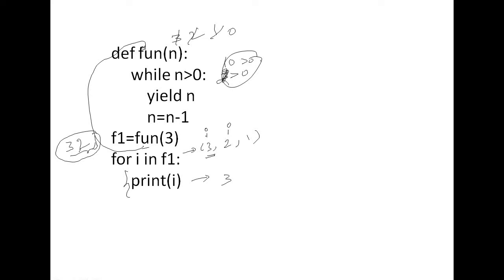After that, again go to the sequence. The i value becomes 2. It will take the next value. Print the i value. What is the current i value? 2. The 2 has been printed. After that, again we go to the sequence and get the next value. The i value becomes 1. The body will be executed. Print the i value. The i value is 1. 1 has been printed. Here we are getting the output as 3, 2, 1.